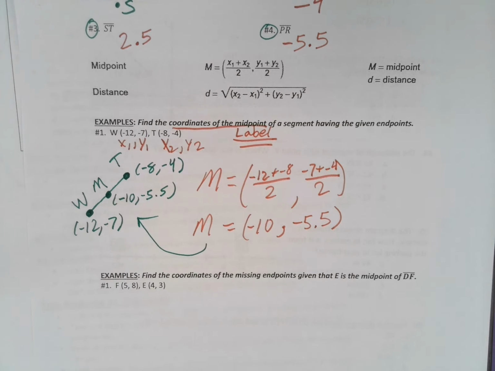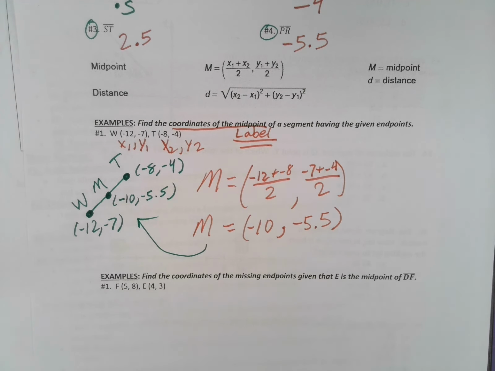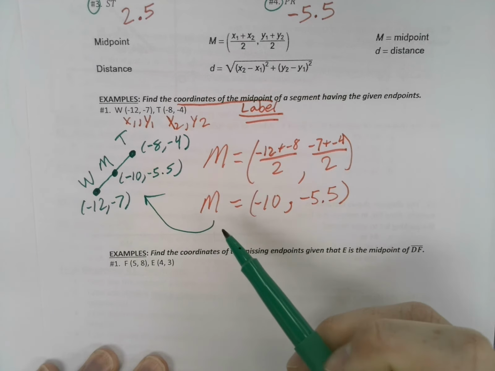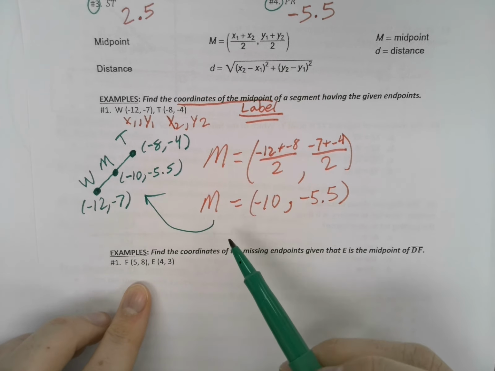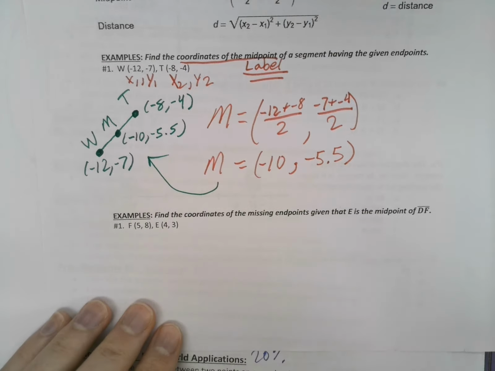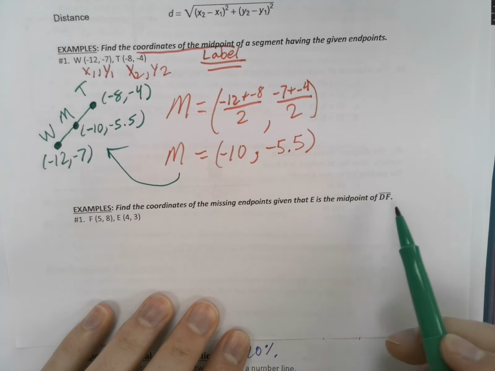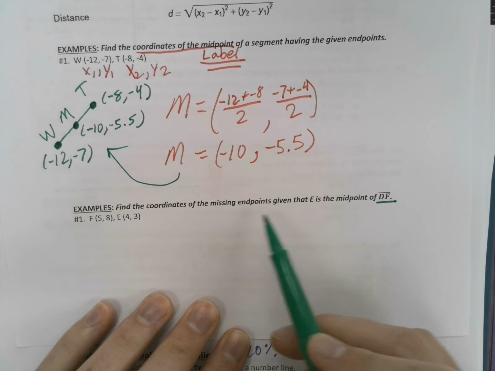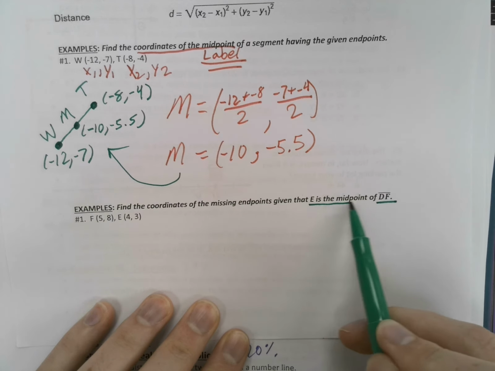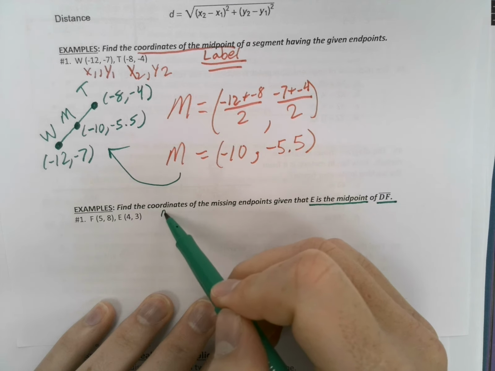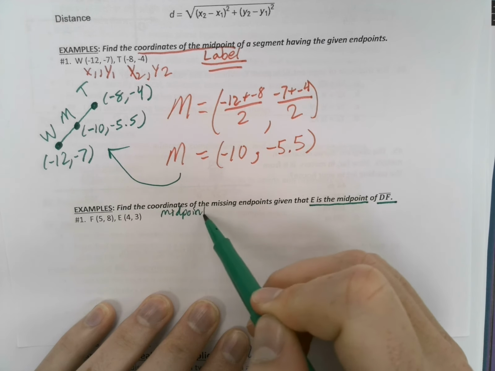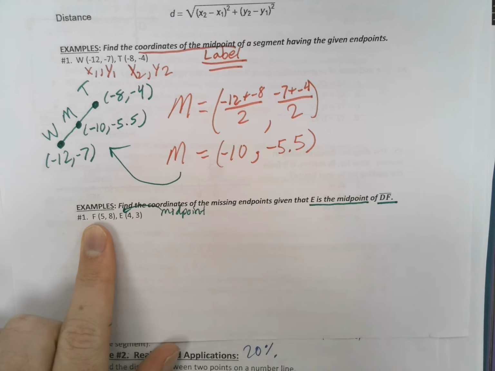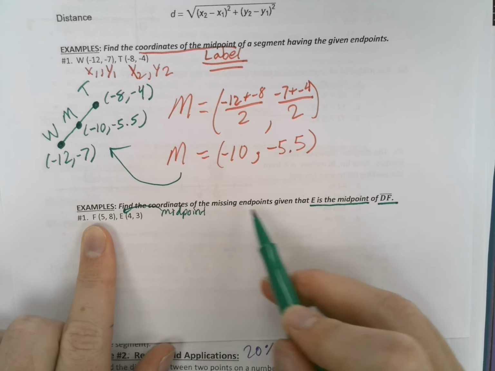And instead of making you guys do another problem like this, trust me, you'll get some practice on the next page with your practice multiple choice homework. But instead of doing that, I wanted to switch it up a little bit here. How about if we're looking at a line segment DF, but we're actually given the midpoint this time. So we're told E is the midpoint. And we're told F is one of the endpoints, but we have to find the coordinates of the missing endpoint.